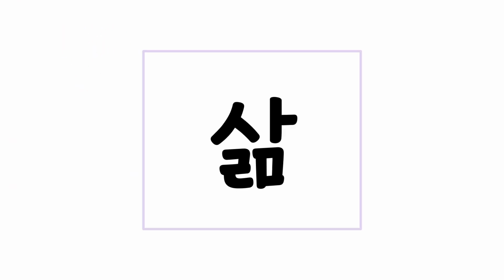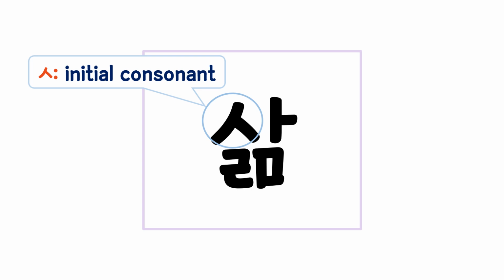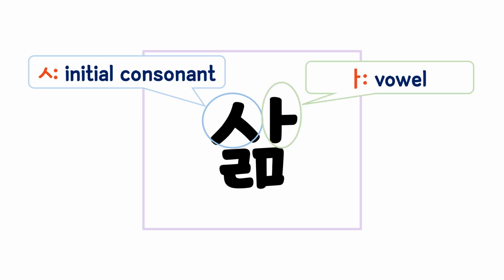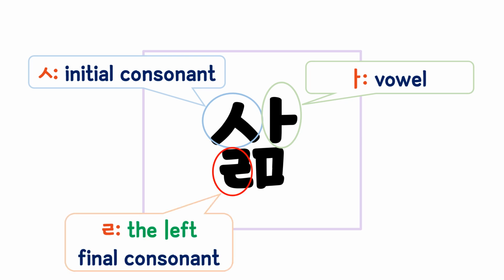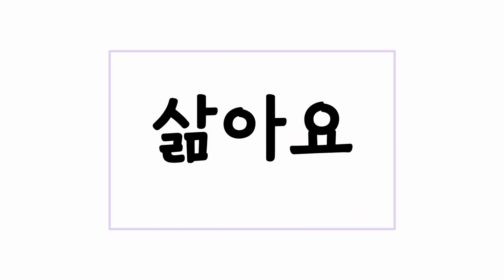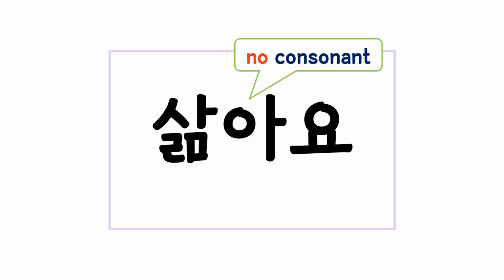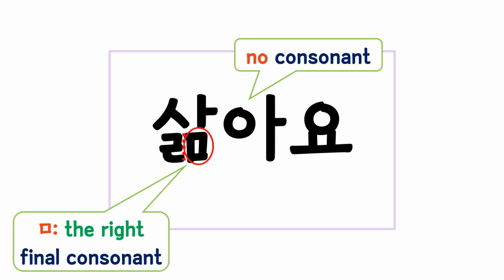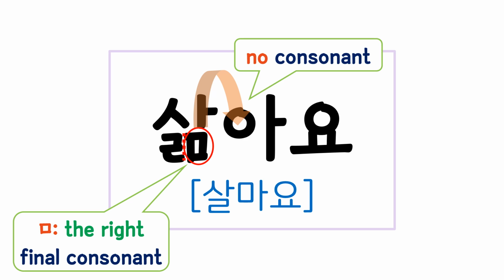Before we move on to the rule, I want to explain the components of the syllable. It consists of an initial consonant, a vowel, and a double final consonant. In the case of the double final consonant, I will refer to the left one as a left final consonant and the right one as a right final consonant. So, back to the word. Once again, there is no consonant after this double final consonant. Then, we split the double final consonant in two, and the right final consonant moves to the next syllable. And then we pronounce it as 삶아요.